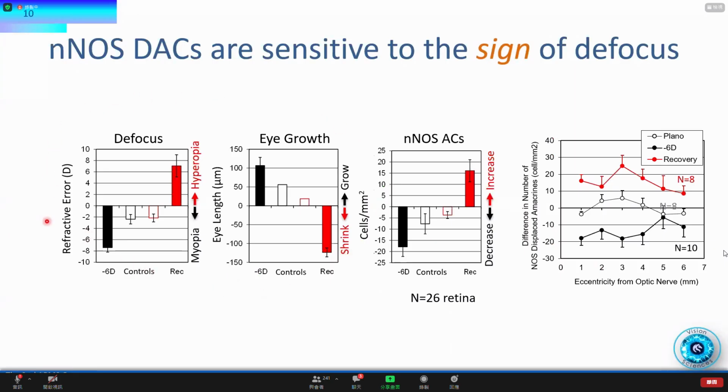So on the left here, we see the expected changes in response to wearing either minus lenses, which cause myopia and eye growth, or recovering eyes, which become relatively hyperopic and become relatively shorter in length. What is interesting is that if we look at the density of the nNOS cells, we also see a sign-dependent response that correlates with this, and it's shown in more detail over here as a function of eccentricity from the optic nerve. So animals which are made myopic with minus lenses downregulate the expression of nNOS in these displaced amacrine cells. Plano lenses don't have any effect, whereas animals that are recovering then upregulate their nNOS levels.